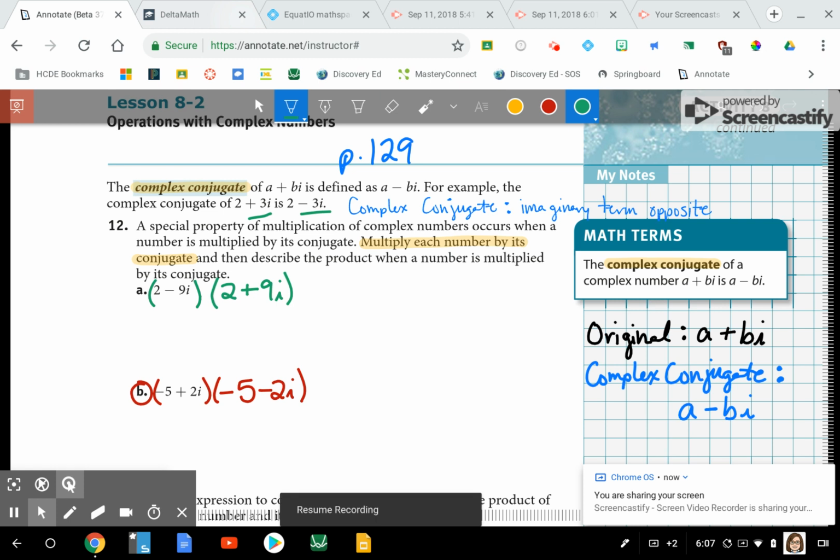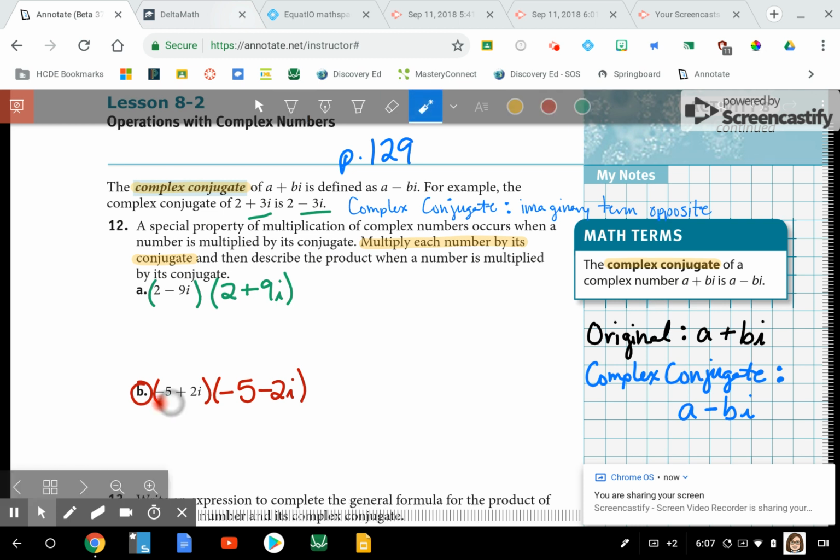Okay, so the complex conjugate in part B, the negative 5 stays the same. The only thing that changed is the imaginary term. So instead of being a positive 2i, it now became a negative 2i. So something cool happens when we multiply these complex conjugates together. So let me show you that in part A, and then you're going to do part B. So again, you can use FOIL or box method when you're multiplying. I'm going to just FOIL.